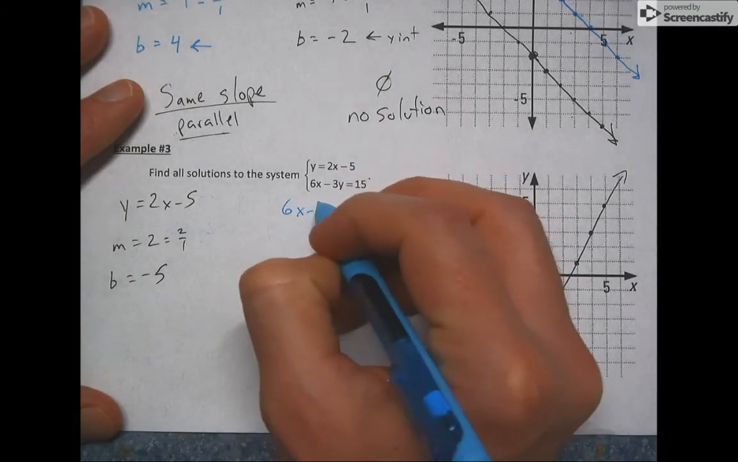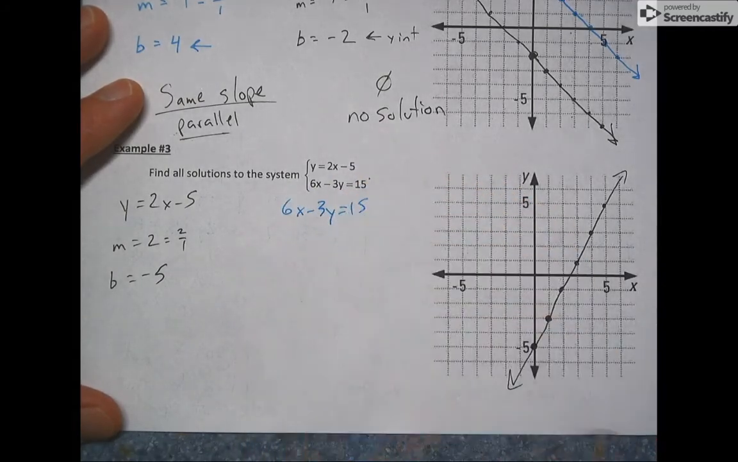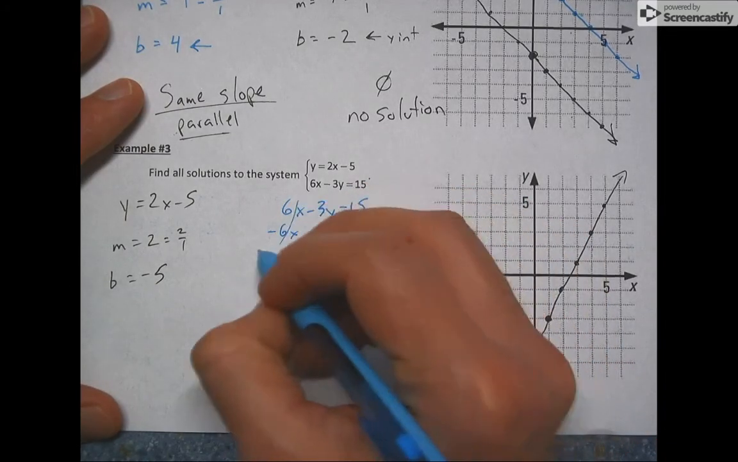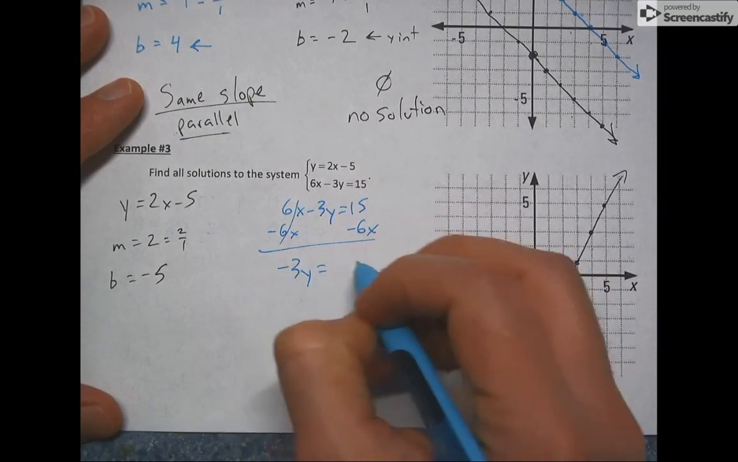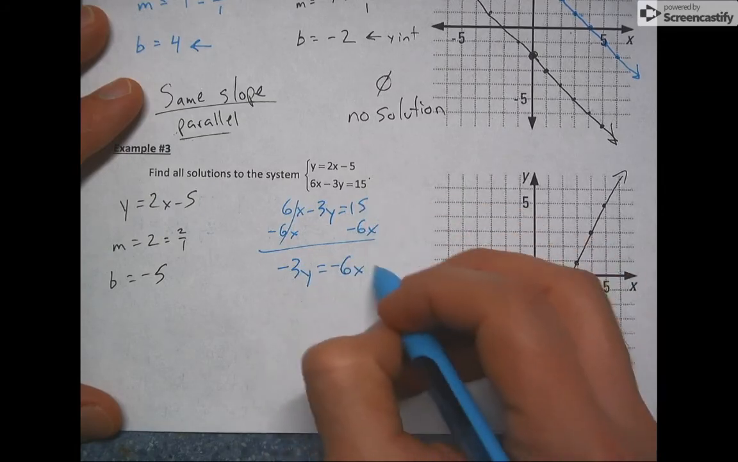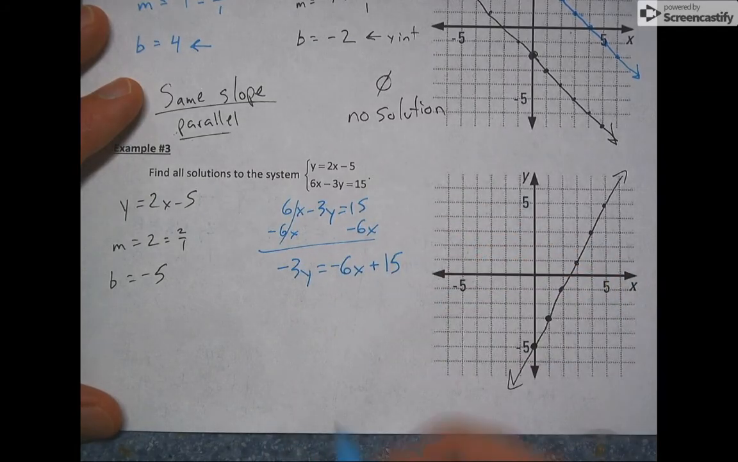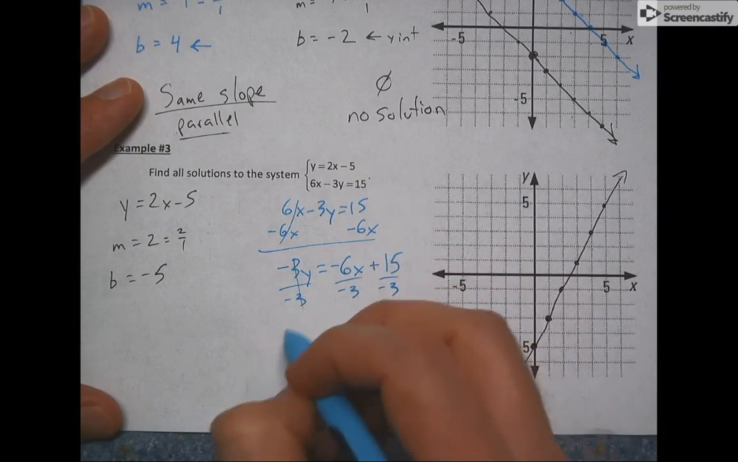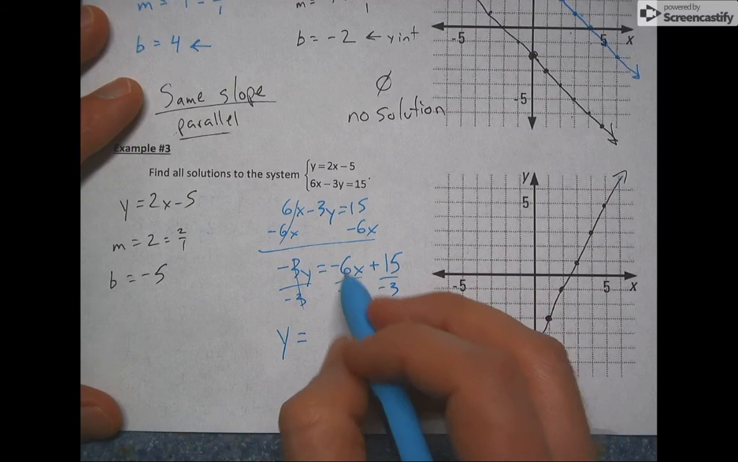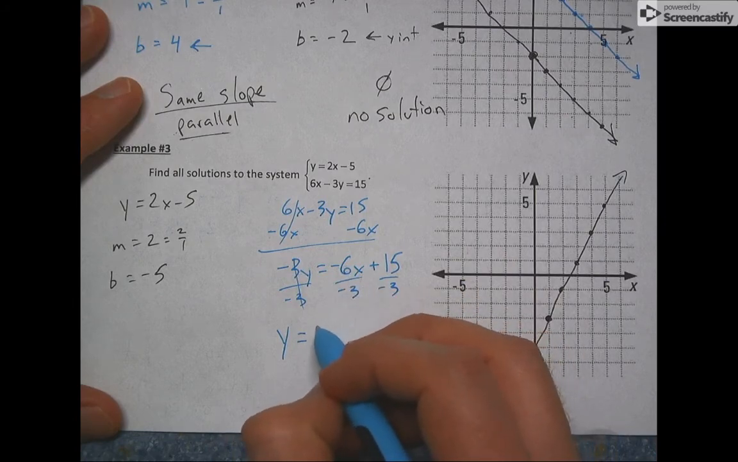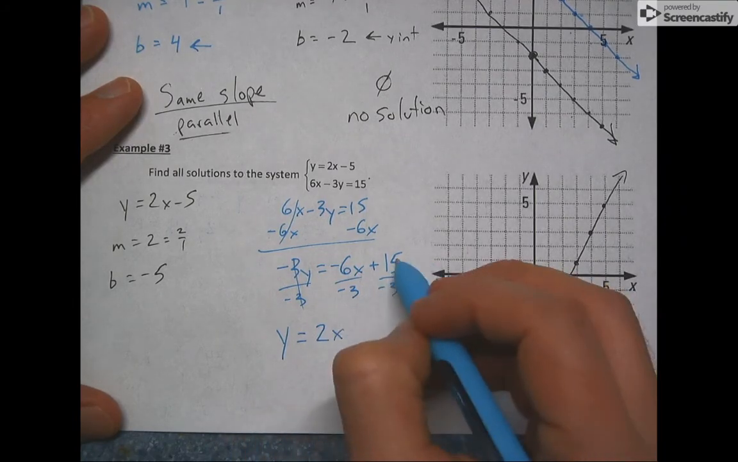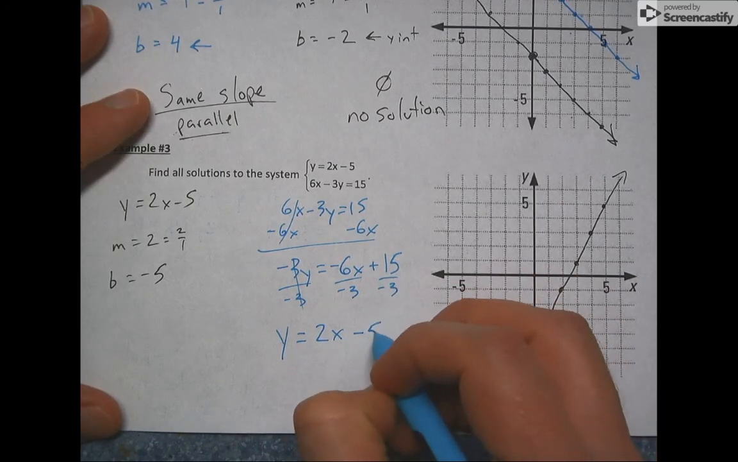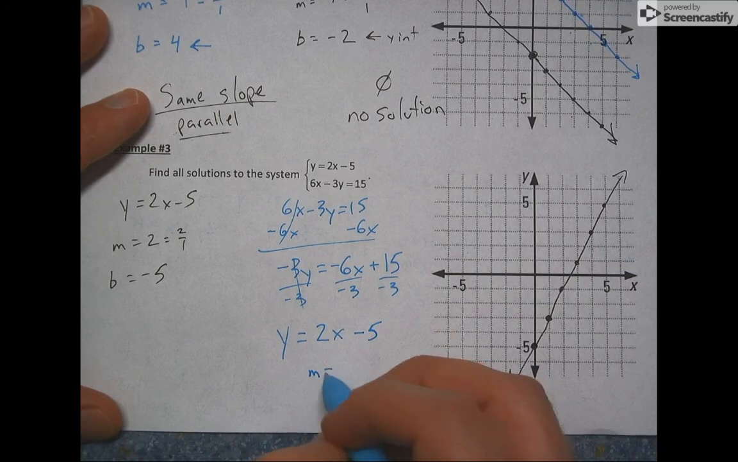It's not in good form. So we've got to get y by itself, move the x first. So I have negative 3y equals, I'm going to put the x up front, negative 6x, plus 15. Divide by the negative 3 all the way across the board. So y equals, 2 negatives make a positive, 6 divided by 3 is 2x. A positive and a negative make a negative, so I'm going to put minus. 15 divided by 3 is 5. My slope is 2.